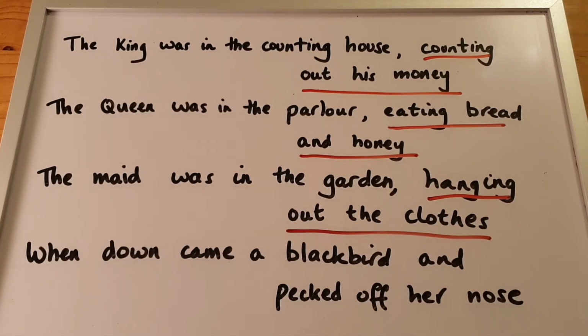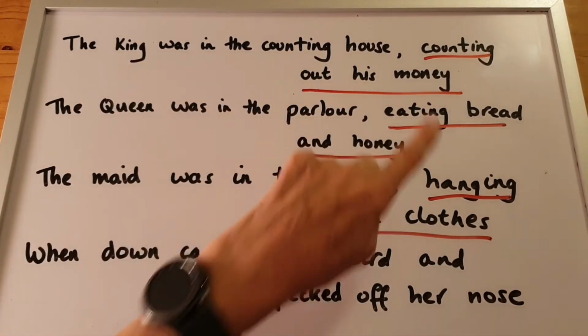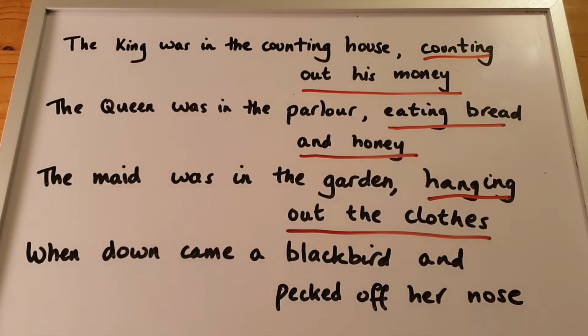So one more time. The king was in the counting house, counting out his money. The queen was in the parlour, eating bread and honey. The maid was in the garden, hanging out the clothes, when down came a blackbird and pecked off her nose.